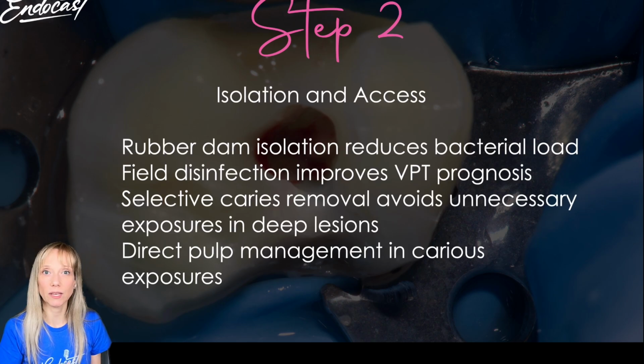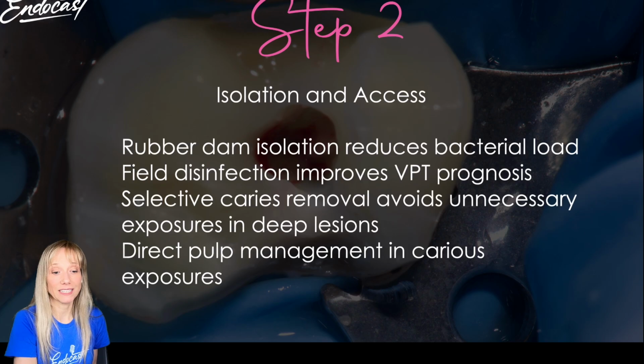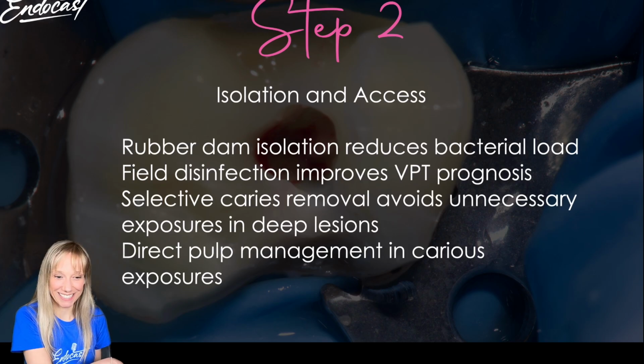So maybe use some liquid dam, use some pre-endo build-up, do something that can improve the adaptation of your rubber dam sheet to the tooth. Use some Teflon. There's plenty of tricks that you can use in order to make your isolation better. But this is a very important step in the vital pulp treatment. And then remember that if you field is disinfected, the prognosis of the VPT is higher.